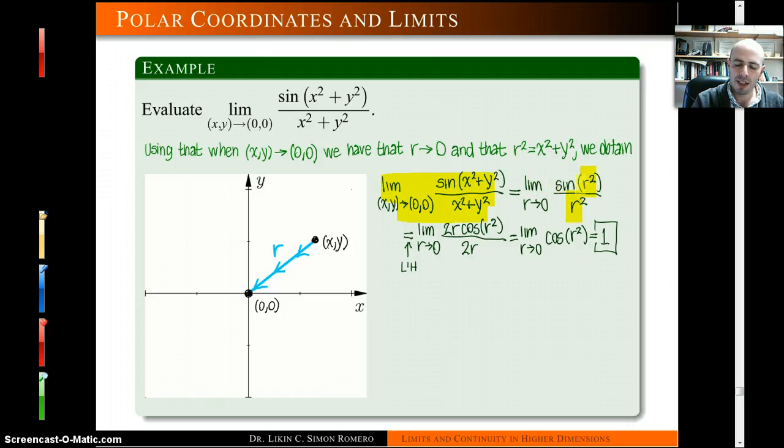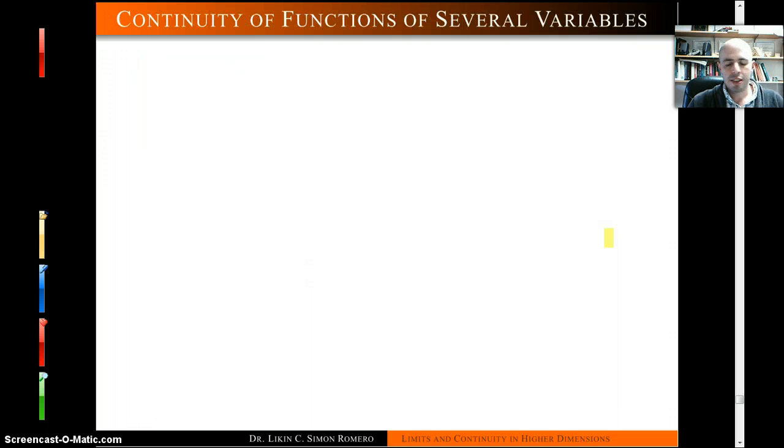So you have the limit when r goes to 0 of sine of r squared over r squared. Then we'll apply L'Hopital. Notice this is a limit of one variable, so we can do that. We obtain this, and then we cancel the 2r, so you have the cosine of r squared, that gives you equal to 1, so that's the limit of this particular function. So that takes into account limits.